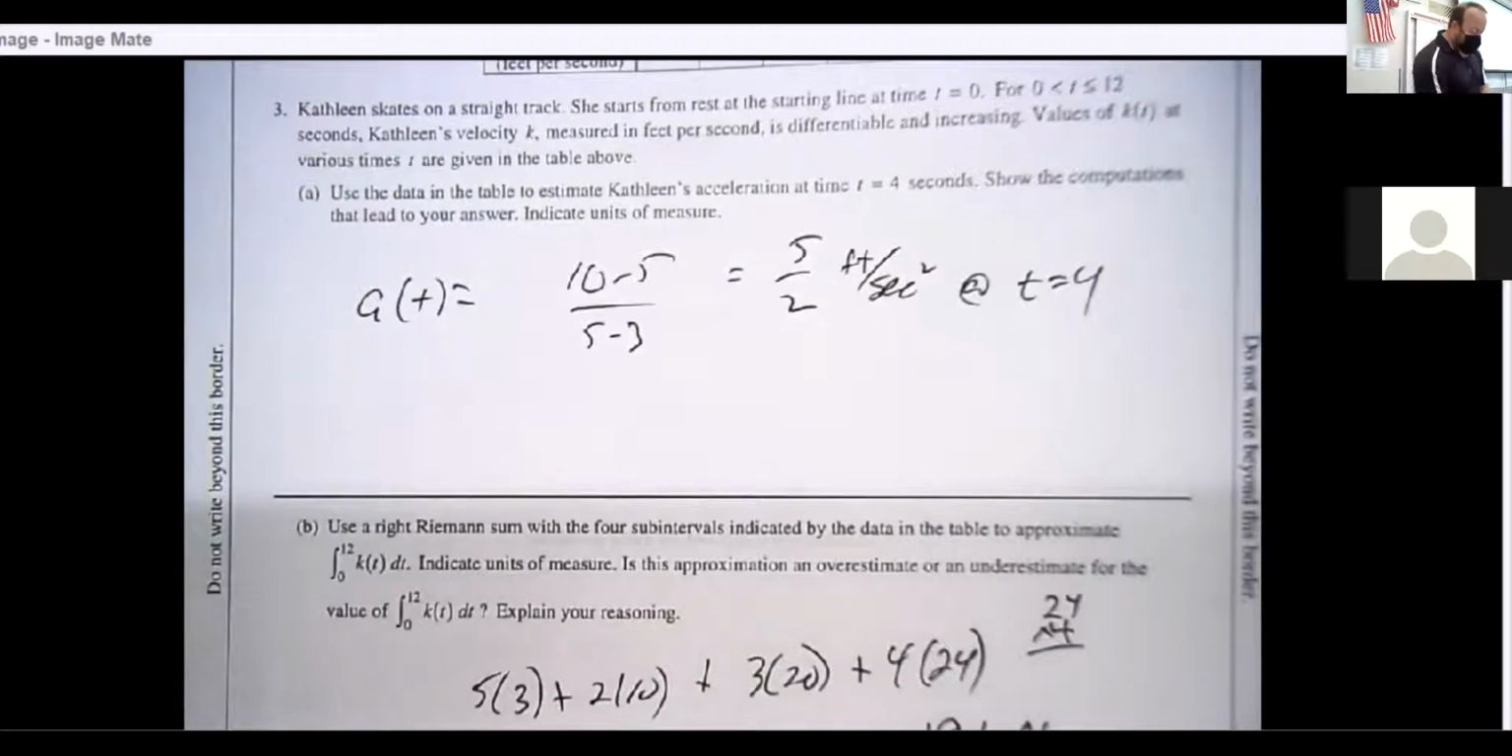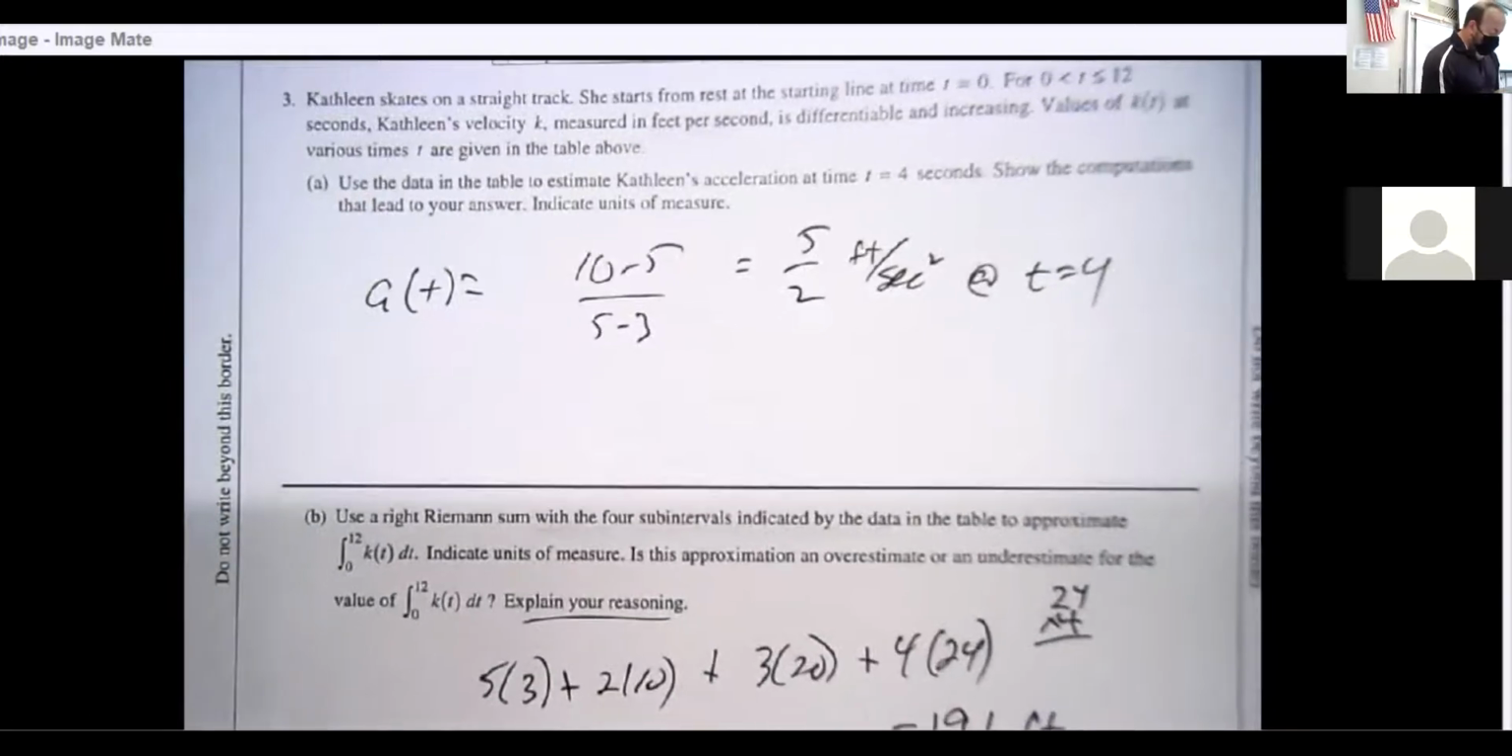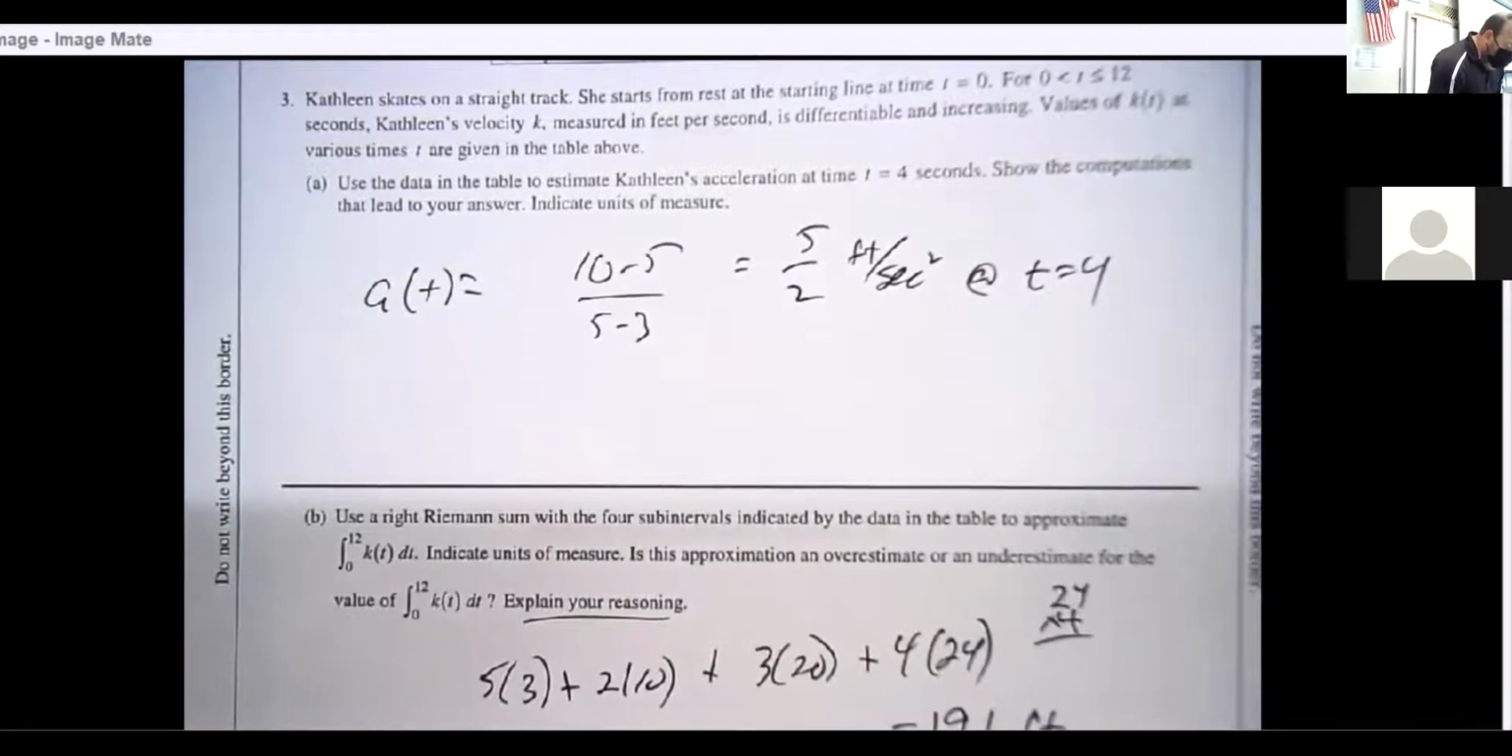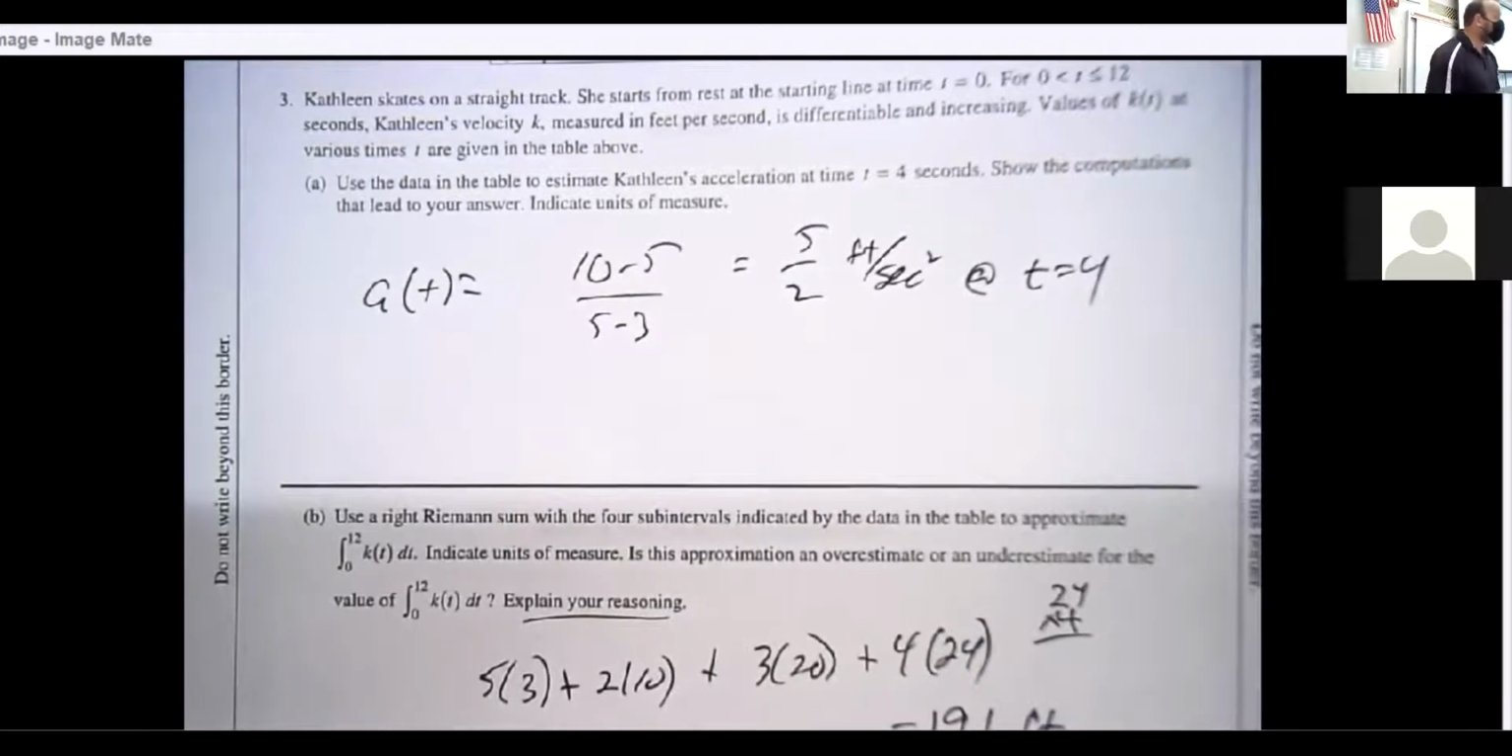Now it says explain what happened. Is this going to be an under or an overestimate? So keep in mind, they told me that the graph is going uphill and we use right sums, did we not? So what's that going to say then? It's an overestimate. And you don't have to say anything fancy. You just say it is an overestimate because it was an increasing function. That's all you need to say.